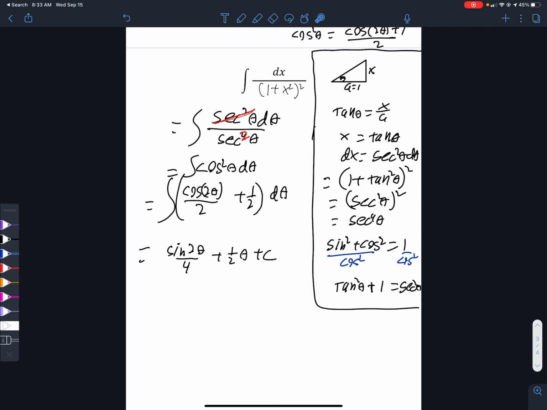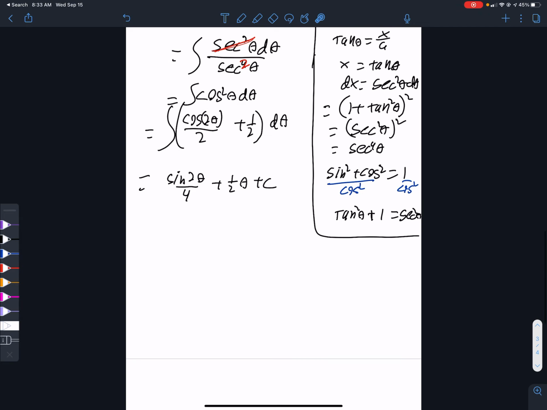So how are we going to do that? We're in trouble a little bit here, but we're going to have to use some identities again. There's an identity for double angles. Sine 2 theta is 2 sine theta cosine theta. So I'm going to do that. It's going to be 2 sine theta cos theta.